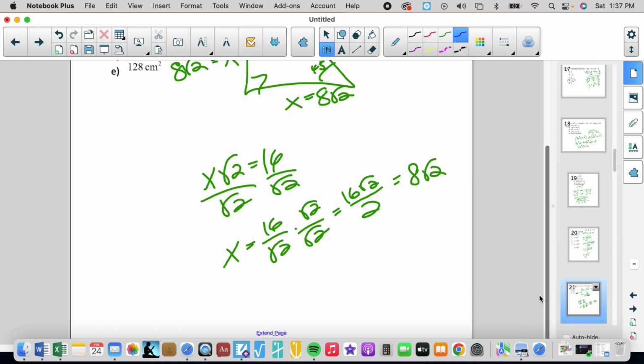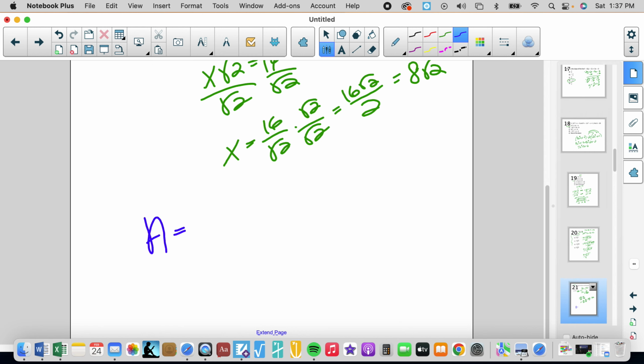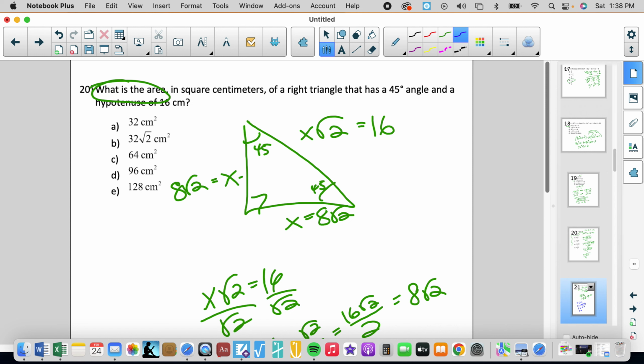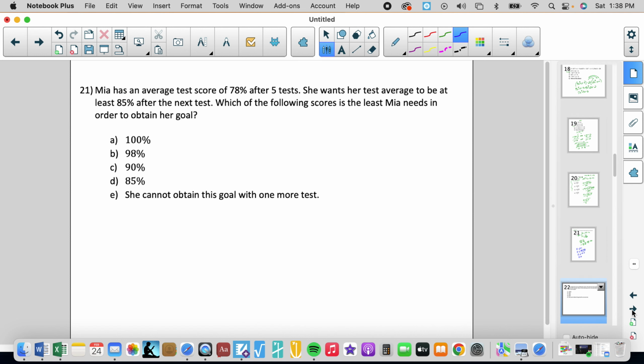So this is part 2. Area equals 1 half base times height, so 1 half times the base, which is 8 rad 2, times the other base, which is 8 rad 2, which equals 1 half times 8 times 8, which is 64. Rad 2 times rad 2 is 2. These cancel, and you're left with A equals 64. And a little mistake there. 64 centimeters squared. Just 45, 45, 90 triangles: the legs are x's, and the hypotenuse is x rad 2. So be careful of that one. Sorry. Made a slight misstep.